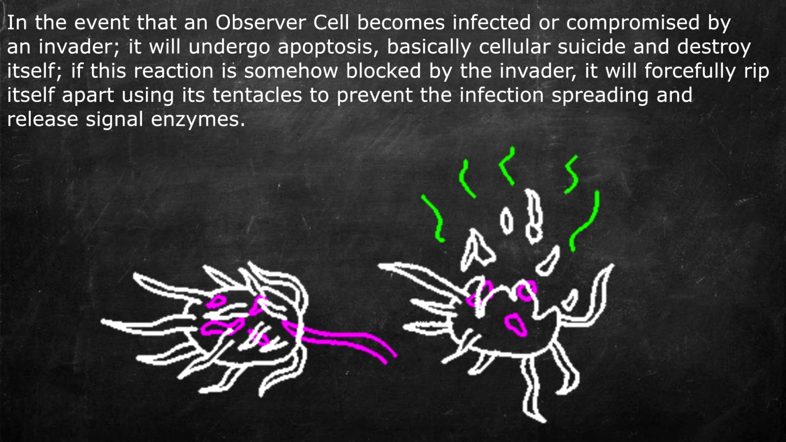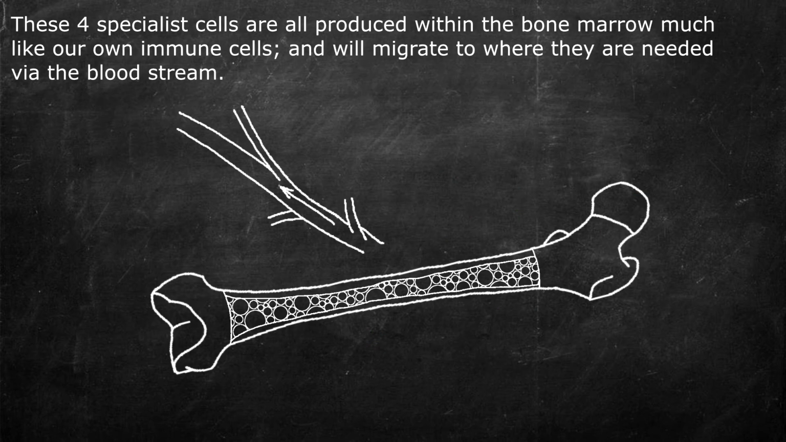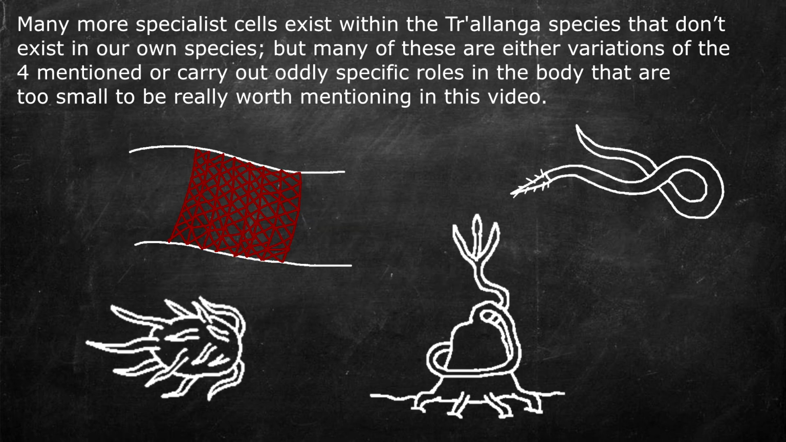In the event that an observer cell becomes infected or compromised by an invader, it will undergo apoptosis, basically cellular suicide, and destroy itself. If this reaction is somehow blocked by the invader, it will forcefully rip itself apart by using its tentacles to prevent the infection spreading and release signal enzymes. These 4 specialist cells are all produced within the bone marrow, much like our own immune cells, and will migrate to where they are needed by the bloodstream.